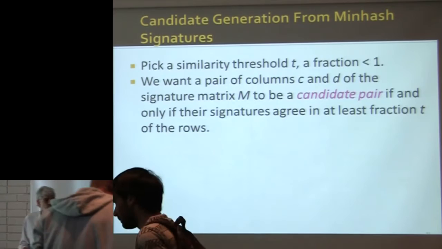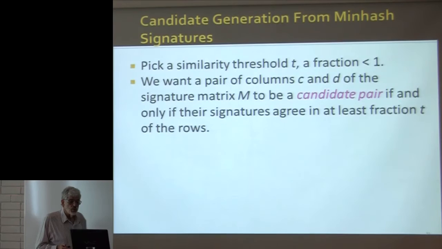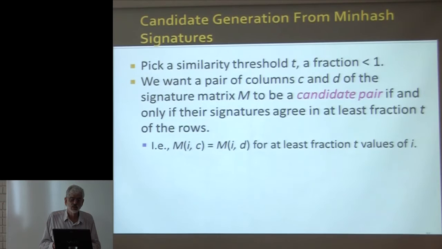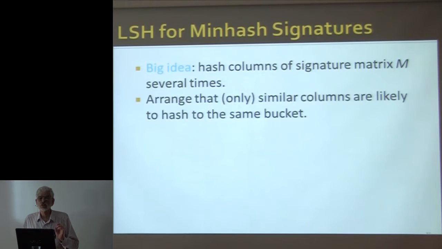Ideally, what we want is that only the columns that agree in at least fraction T of their signatures, or rows, will become candidate pairs. Obviously, we're not going to get exactly that. But again, it's after doing the min hashing, at least fraction T of the slots for the two columns C and D are the same. So again, I want to hash the columns several times.